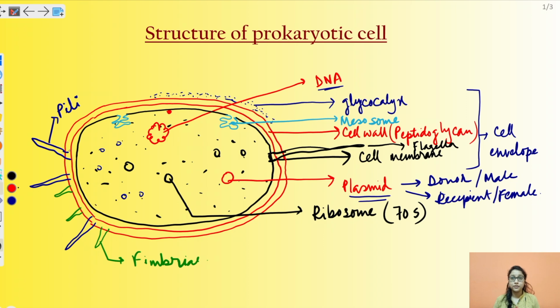And the pili help in the conjugation of these bacteria, fimbriae help them attach to some substrate, and the flagella help in the movement of the bacterial cell. There are no membrane-bound organelles; there are only ribosomes, and these ribosomes are 70S in type. So, this is the complete structure of a prokaryotic cell. Thank you.